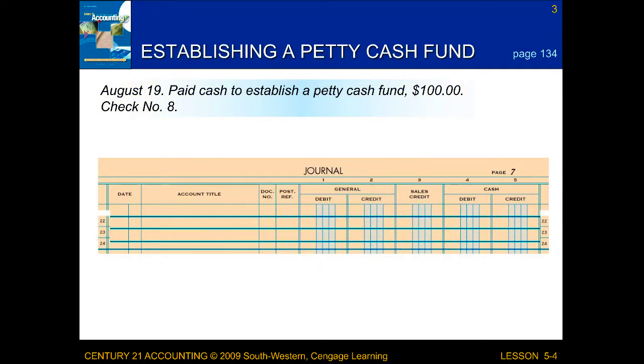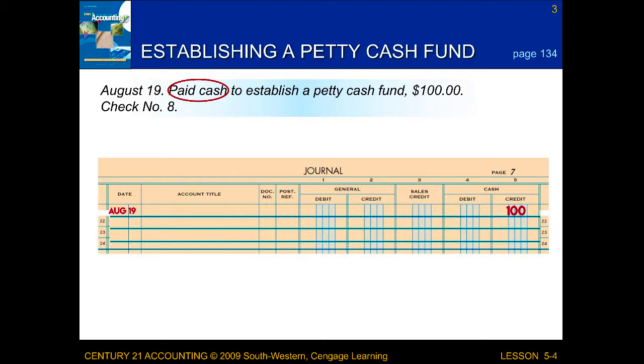So we start journalizing like normal. We'll start with our date. That goes in our date line, August 19th. And then we're going to look through our transaction again for our key words. The first keyword occurs right away: paid cash. So I'm going to go to the cash special amount column, and an asset decreasing is a credit. So paying cash means we are going to credit cash $100.